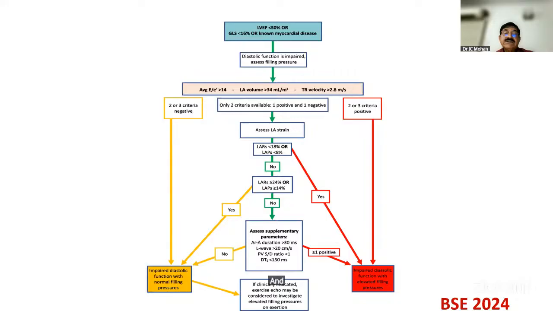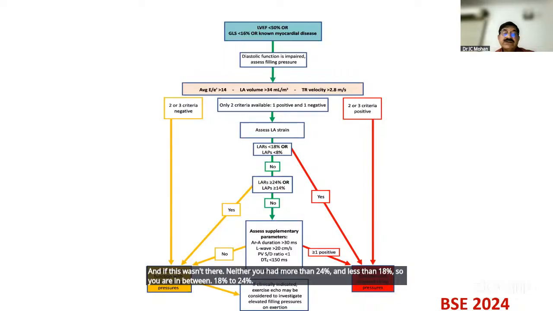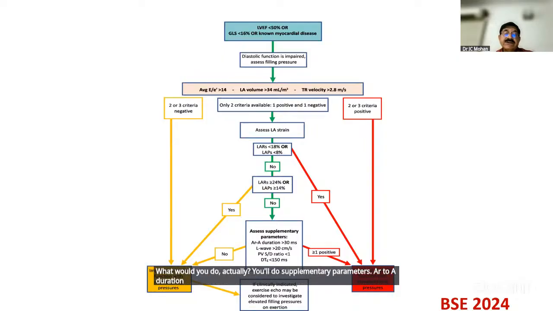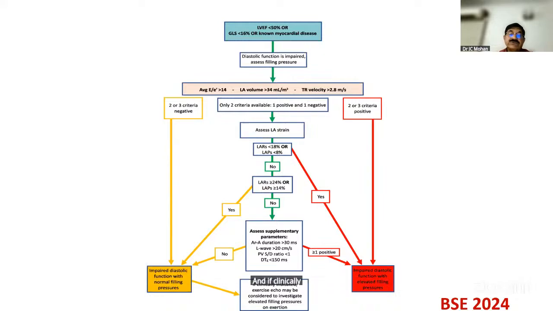And if this wasn't there, neither did you have more than 24% nor less than 18%. So you are in between 18 to 24%. What would you do actually? You will do supplementary parameters: AR to A duration, L wave more than 20 centimeter, pulmonary valve S to D ratio less than 1, and of course deceleration time of E wave less than 150 milliseconds. And if clinically indicated, exercise may also be considered.